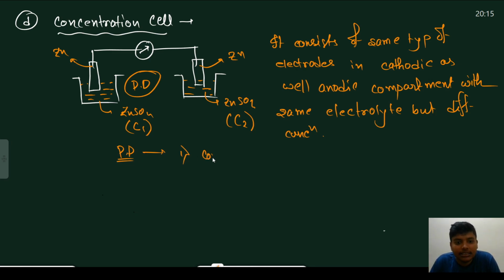Remember this: potential difference is possible in two ways. Either a concentration difference is there or a pressure difference is there. I'll give you two examples. First is concentration difference. Zinc solid becomes zinc 2+ with C1 concentration, and zinc 2+ with C2 concentration and zinc.